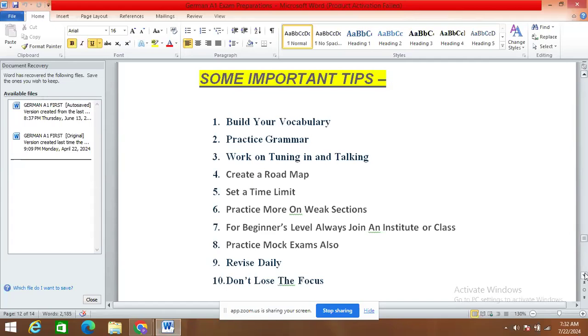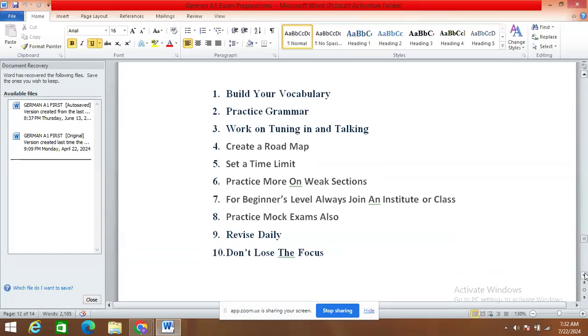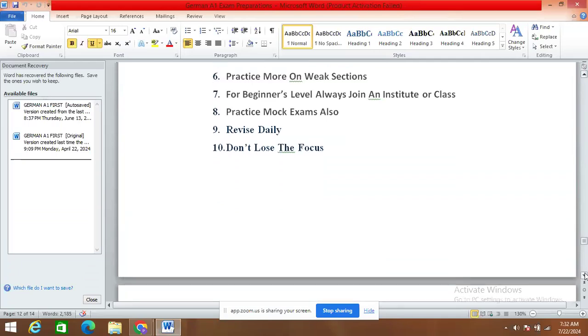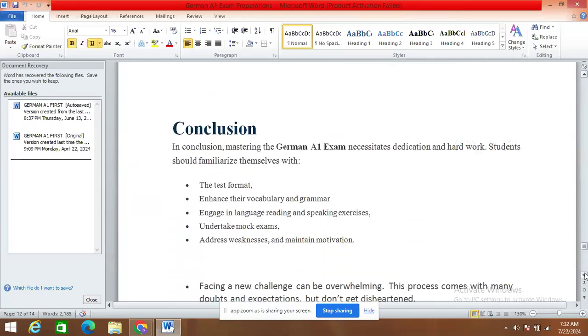And always join an institute if you are at a beginner's level. It will really help you. They are going to provide you mock tests and practice tests. In fact, you will have batchmates with whom you can discuss, so there will be plenty of information which you will be getting. And then you need to revise daily. Do not skip. Sometimes students learn one day and after that they just skip to the weekend. Don't do that. At least one question, at least one vocabulary table should be solved in a day.